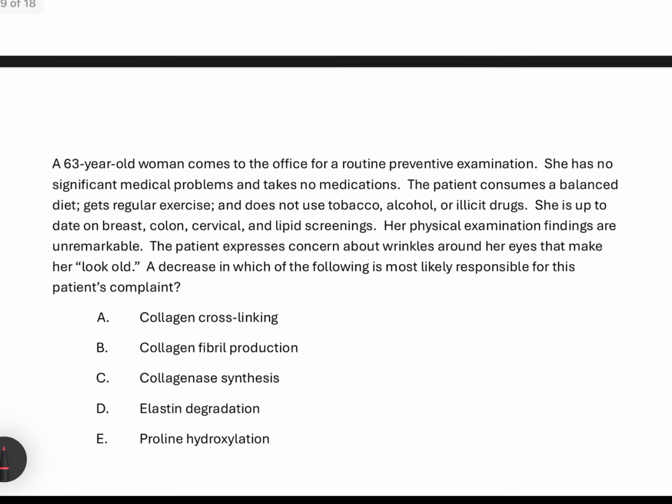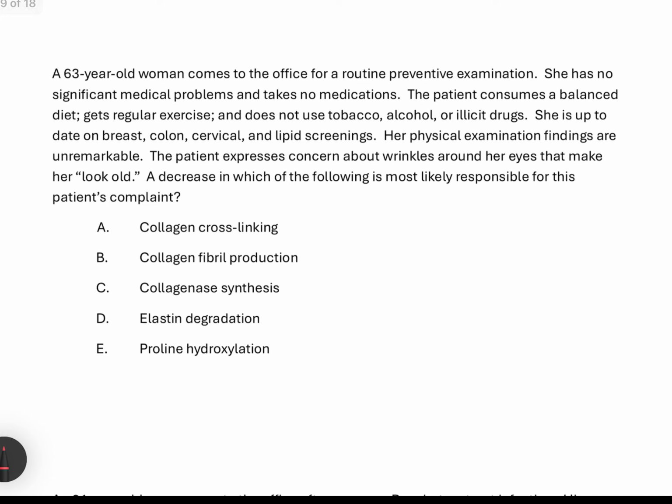Now we move to the next question. A 63-year-old woman comes to the office for a routine preventive examination. She has no significant medical problems and takes no medication. The patient consumes a balanced diet, exercises regularly, and uses no tobacco, alcohol, or drugs. She is up to date on breast, colon, and cervical screening. Her physical examination findings are unremarkable. The patient expressed concern about the wrinkles around her eyes that make her look old. The decrease of which of the following is most likely responsible for this patient's complaint?